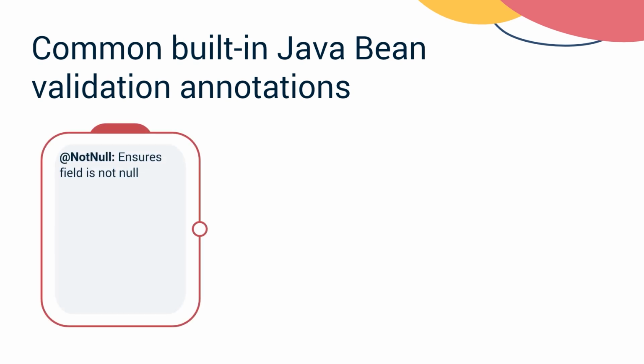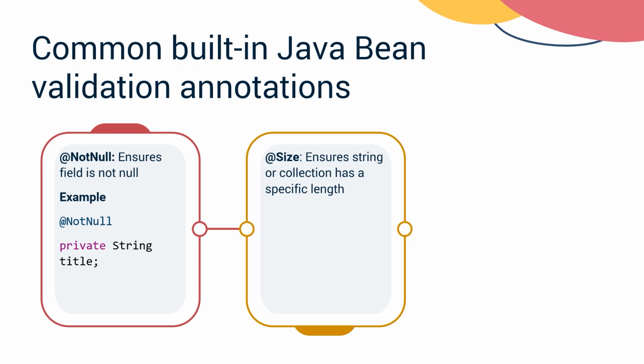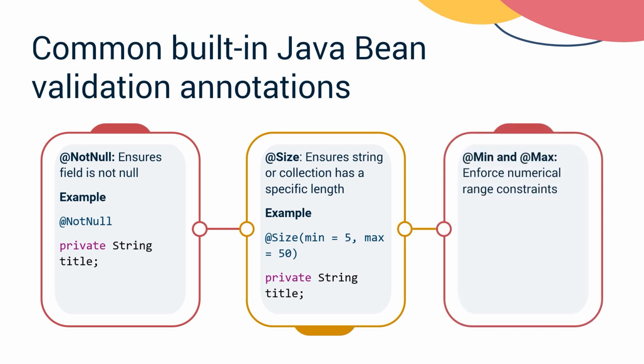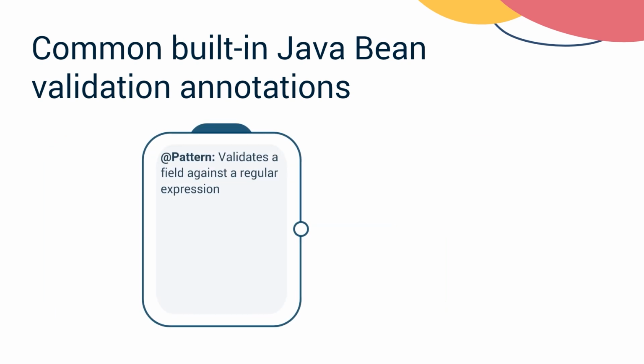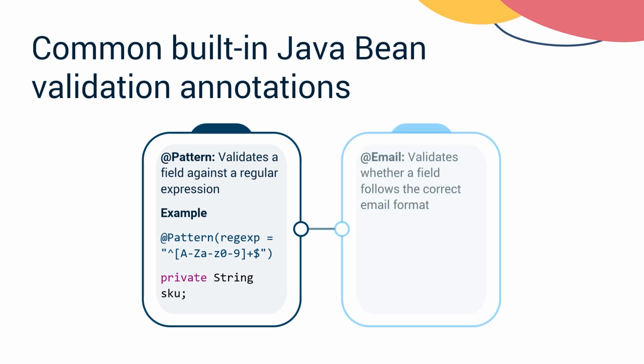The not null annotation ensures that a field is not null. It prevents null values for mandatory fields such as email or password. The size annotation ensures that a string or collection has a specific size range. It enforces username or password length requirements. The min and max annotations enforce numerical range constraints. The pattern annotation validates a field against a regular expression. The email annotation validates whether a field follows the correct email format.